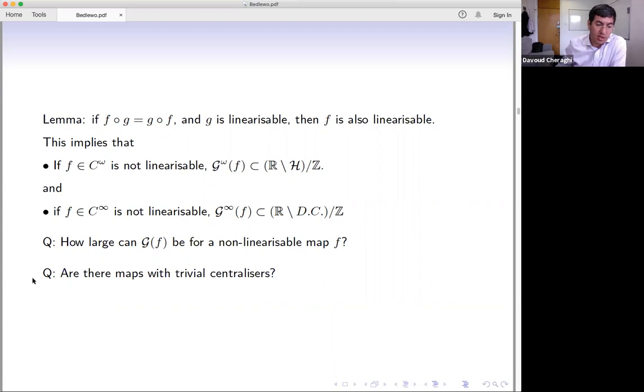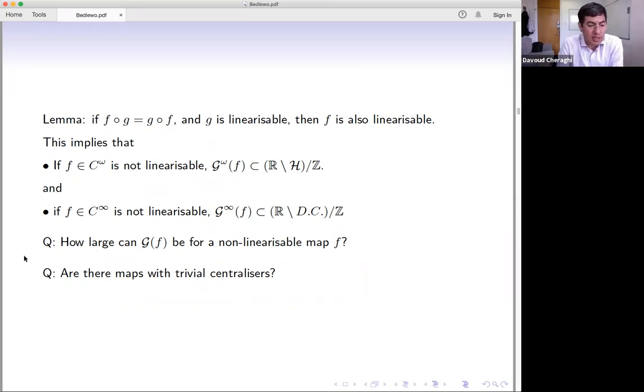And the second question is, are there maps with trivial centralizers? If there are maps with trivial centralizers, these are going to be, in some sense, the least linearizable maps. As you know, even when the group is very large, it's not the trivial, full group. Those are the closest to being linearizable, but not linearizable.